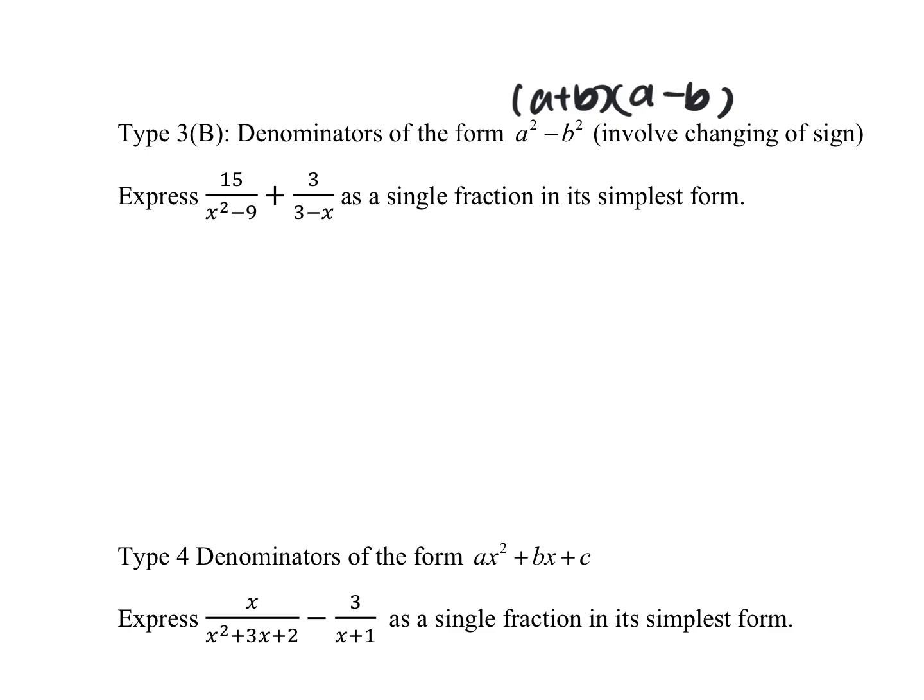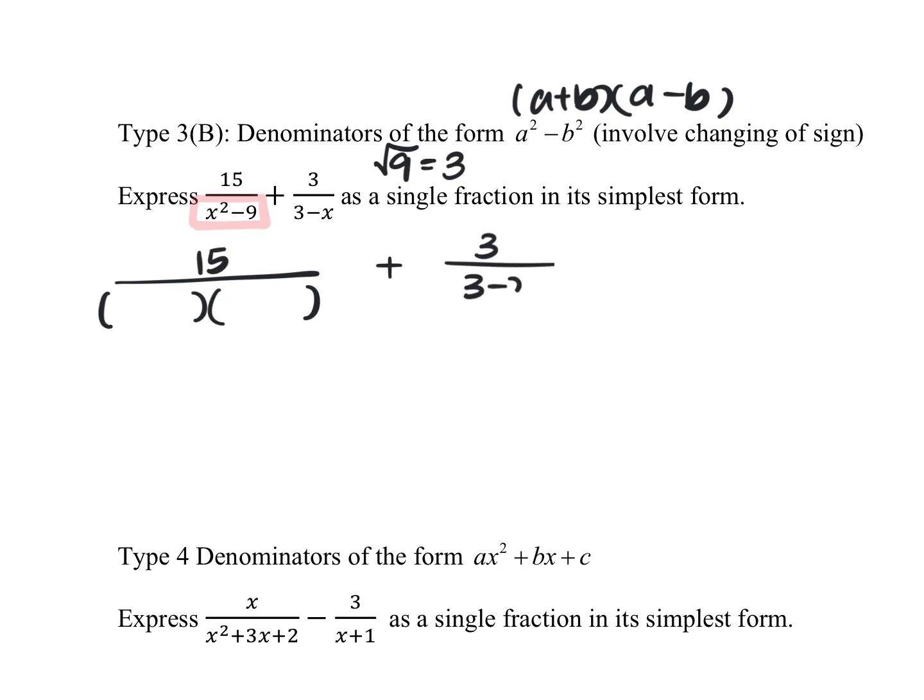Next, let's observe which of the following denominators is a quadratic expression that we can factorize. So we can factorize x squared minus 9. So what is x squared minus 9? X squared, x times x, 9. We're going to think of square root of 9. Square root of 9 is the number 3. So we're going to write this into 15 over 2 brackets. Okay, and this one I'm going to copy down the same.